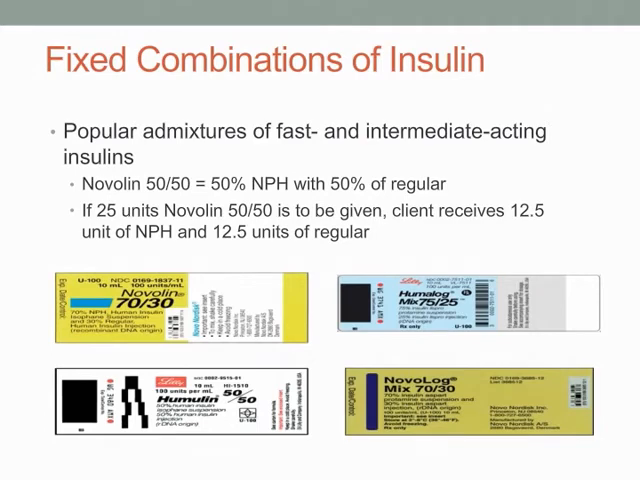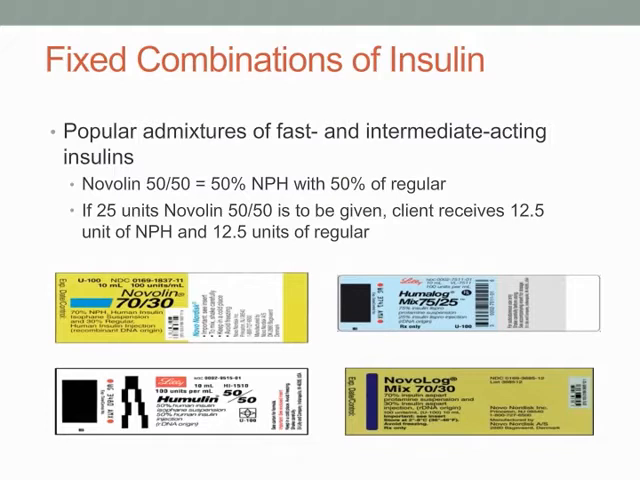There are some fixed combinations of insulin that are pre-mixed, if you will. So the popular ones are here on the slide. You have Novolog 70-30, you have Humulin 50-50, you have Humalog 75-25. What this means is that something like 50-50 is 50 of regular and 50 of NPH. The Novolog, where you have 70-30, you have 70 units of NPH and 30 units of regular.